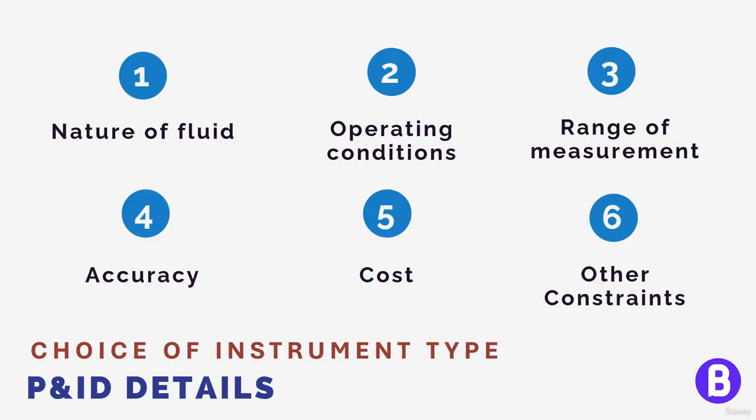For example, if we want to install a flow element in a system where we want the minimum pressure drop, then we shall need a flow element that gives a very low pressure drop in order not to affect the whole process and the hydraulics of the system. So these can also affect the type choice as well.